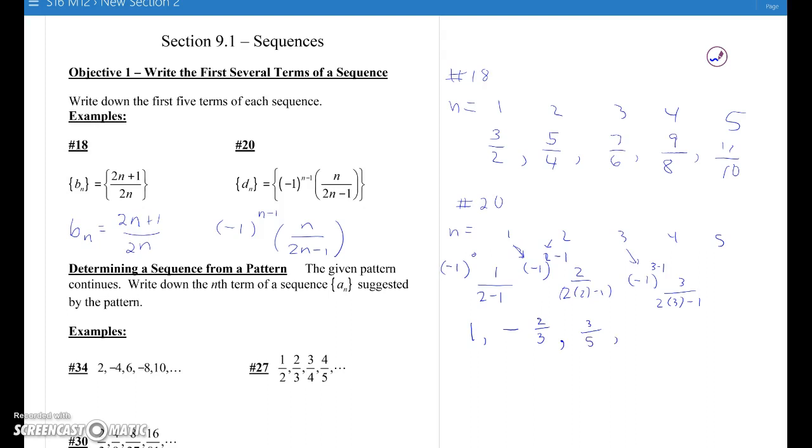So then see if you can follow the pattern. The next term will have a negative sign because it'll be negative 1 to the power of 3, and then 4 over 7. And then positive 5 over 9. So that's the first 5 terms of that sequence.